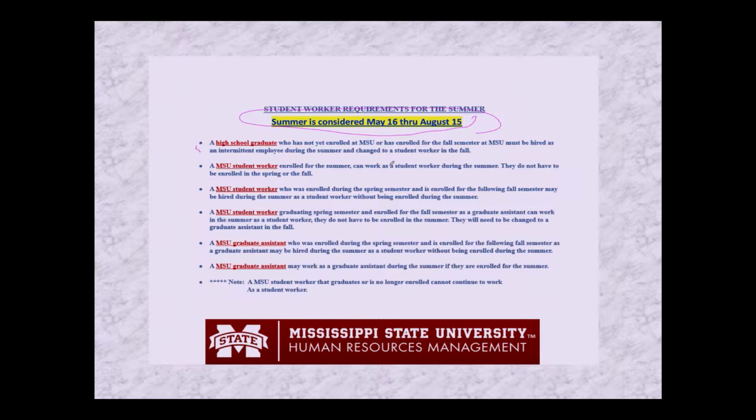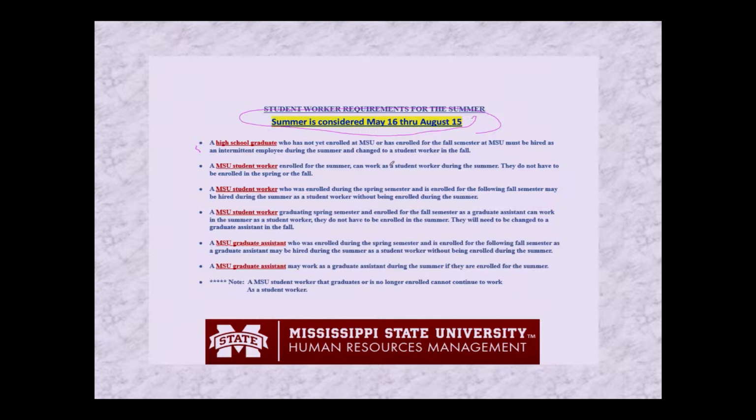And then once the fall semester gets here, then you change them to a student worker. An MSU student that's enrolled for the summer can work as a student worker during the summer. They do not have to be enrolled in the spring or fall, but as long as they're enrolled during the summer. An MSU student worker who is enrolled during the spring semester and is enrolled for the following fall semester may be hired during the summer as a student worker.